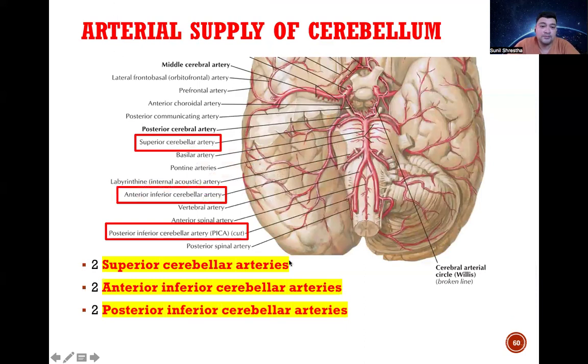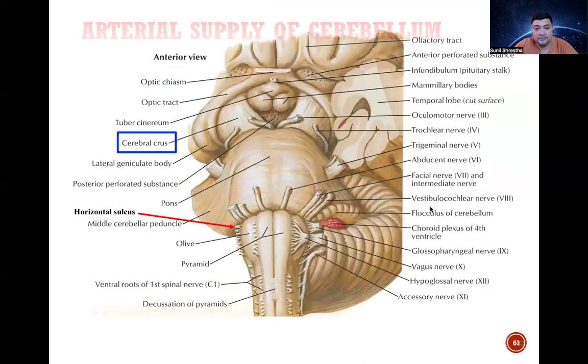In the blood supply of the cerebellum, if you see here in this region, they are supplied by the superior cerebellar artery. Okay, this one is the superior cerebellar artery, and after that, you can see the anterior inferior cerebellar artery and the posterior inferior cerebellar artery. So these are supplying the cerebellum in this region. Okay, so we have to remember the blood supply of the cerebellum as well.